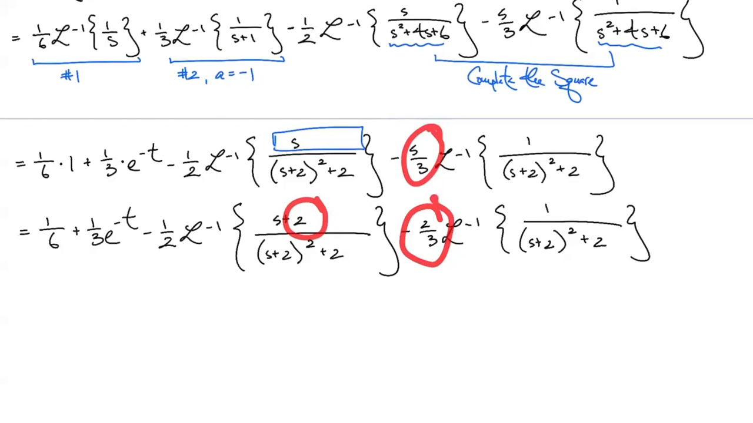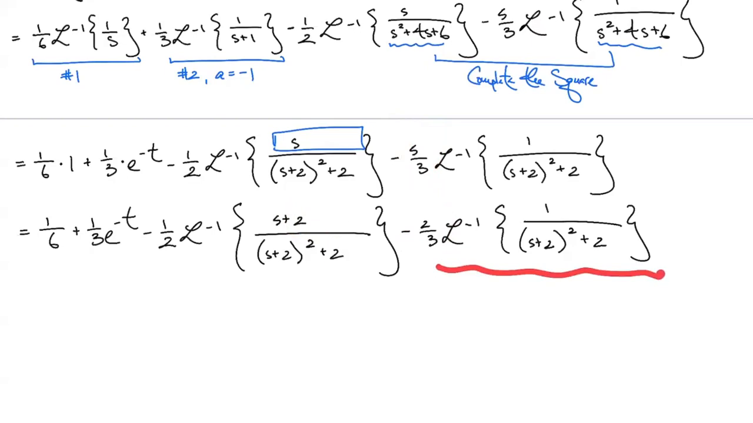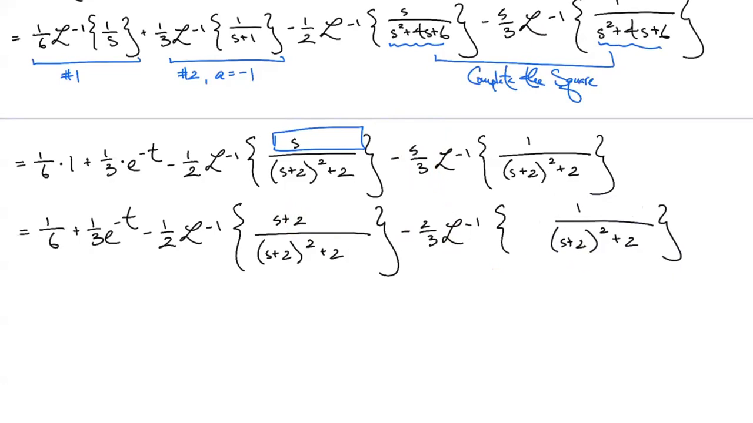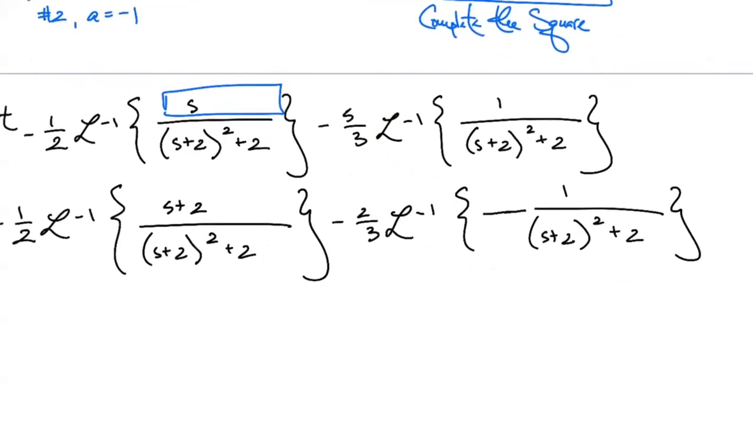Now I think there's one last thing we need to do to the last one to be able to match it to the table. In particular, we need to have a numerator of b. So what should we multiply this last one by to get the b value that we want? Square root of 2 over square root of 2. Perfect.